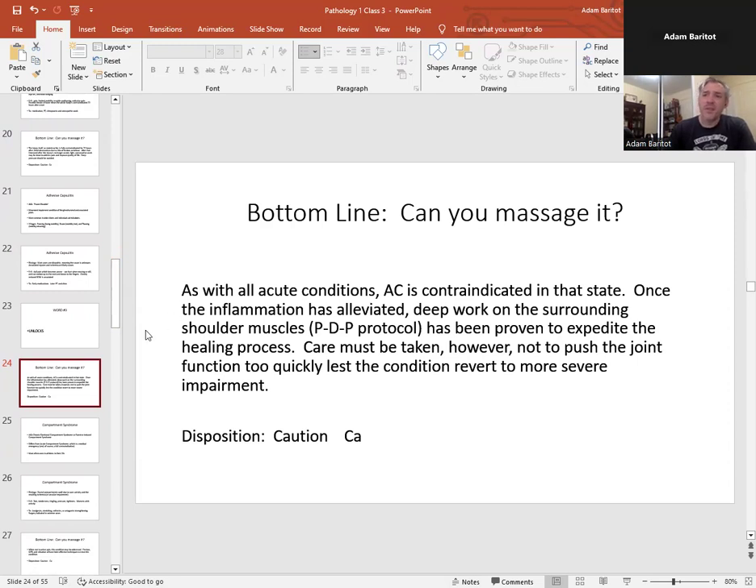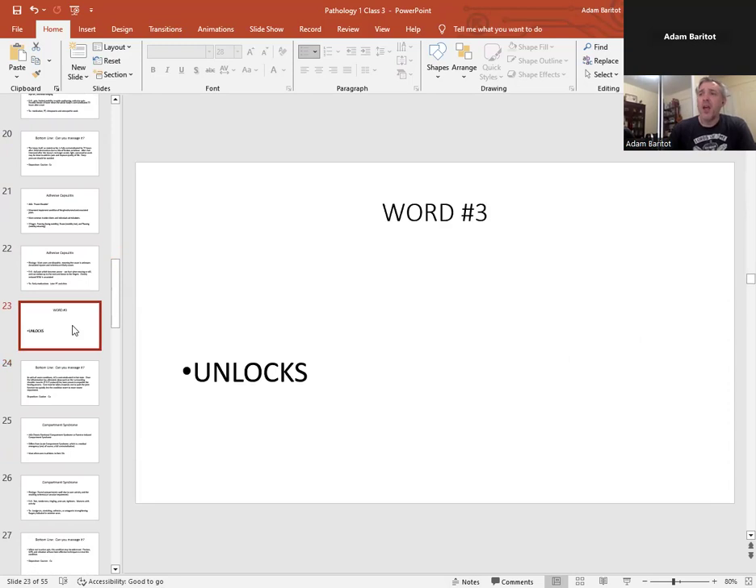Very good. Pressing on. Word number 3 for your homework assignment is unlocks. You've seen the first 2 words. The third word is unlocks. Make sure you make a note.